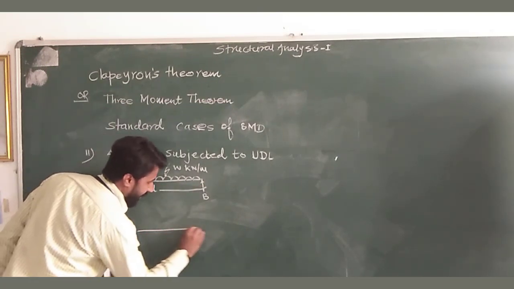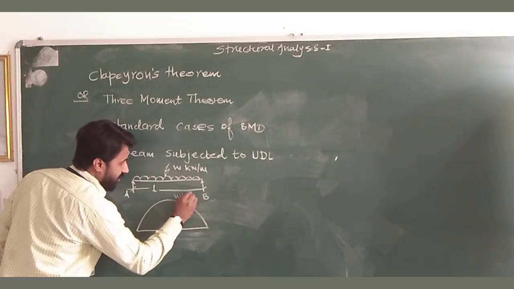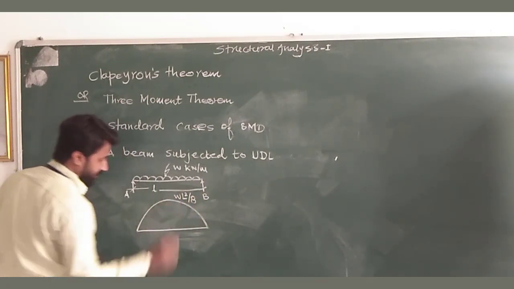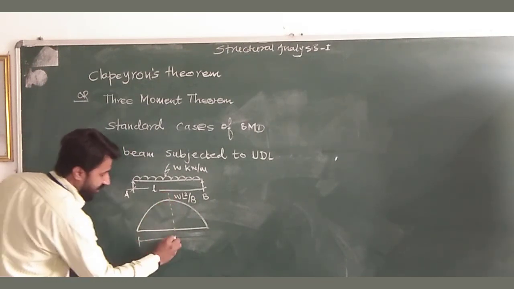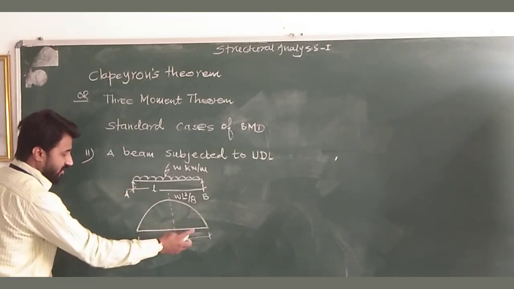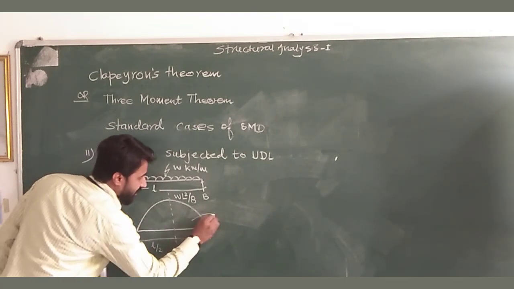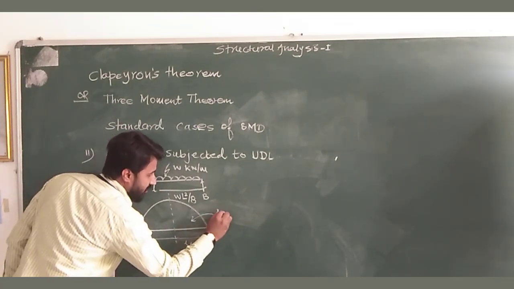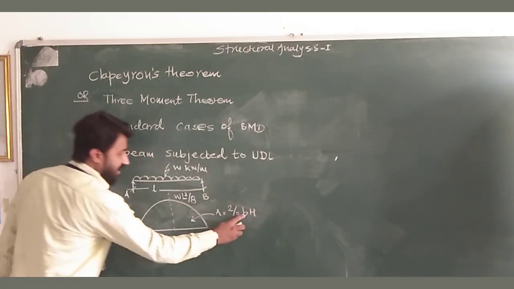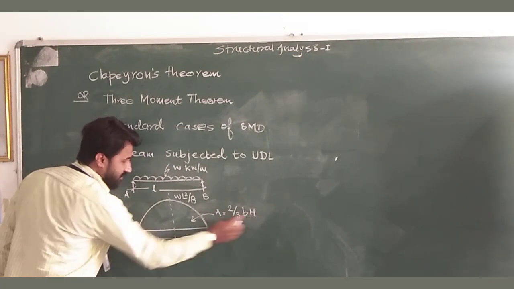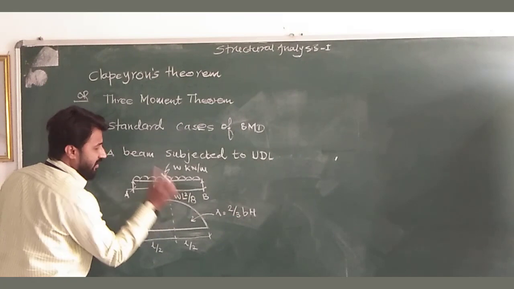So the bending moment diagram will be a second degree curve and the magnitude will be WL square by 8. Now, due to symmetry in the diagram, the CG from both the sides, left and right, will be L by 2 and L by 2, and the area of this diagram will be 2/3 of B into H, where B is nothing but this length and H is nothing but this magnitude. So in H we have to put this value WL square by 8.